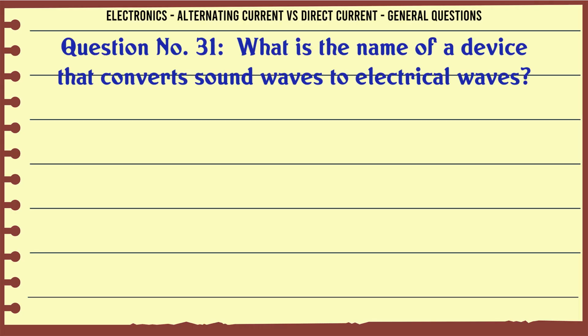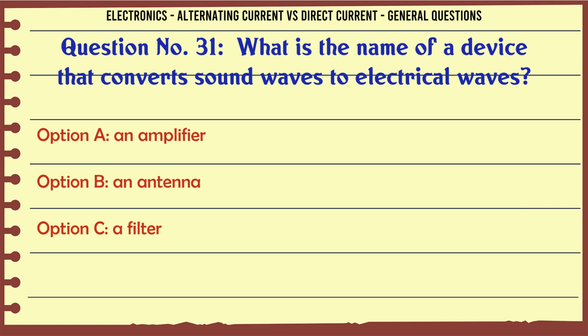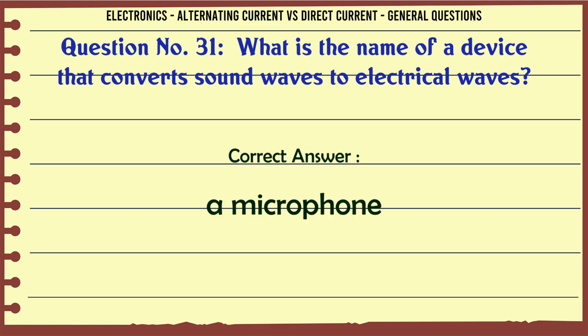What is the name of a device that converts sound waves to electrical waves? A. An amplifier. B. An antenna. C. A filter. D. A microphone. The correct answer is a microphone.